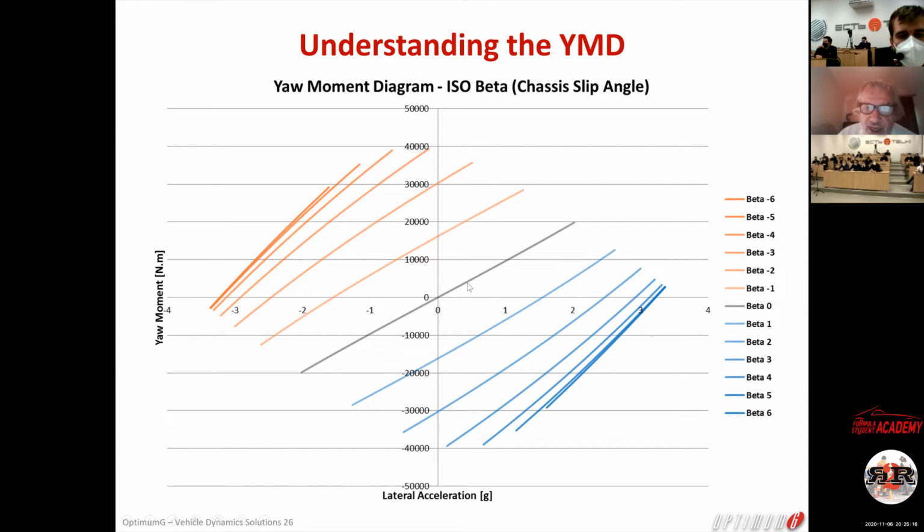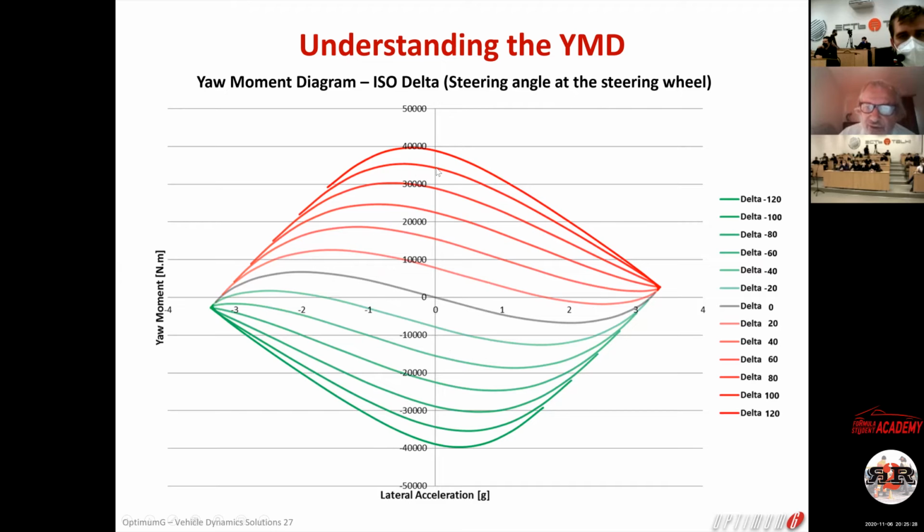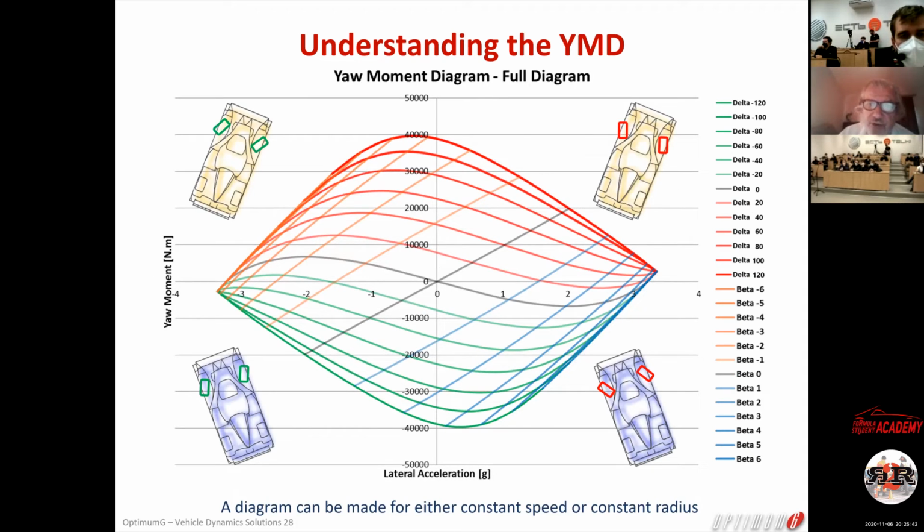So these are the iso lines of the yaw moment versus the lateral acceleration with different beta. Now I'm going to do also different delta, and here the delta is the delta at the steering wheel, okay? And so now I'm going to combine the two together, and I'm going to have the famous yaw moment diagram, which is occupying 6 chapters of the Milliken book.